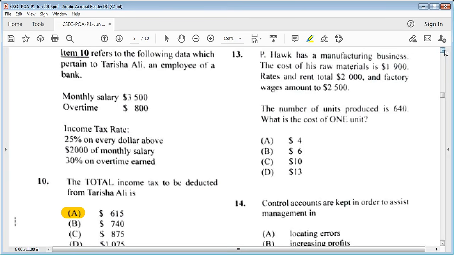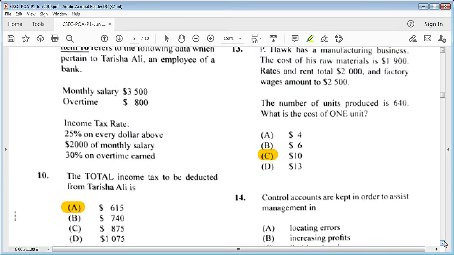So we know that it says the cost of raw materials $1,900, rates and rent $2,000, and factory wages $2,500. So when we add all that together to find the total cost, it would be $6,400. Now, for us to know how many units that produce, we would divide $6,400 by 640, and the cost for one unit we got $10. So C would be our answer.